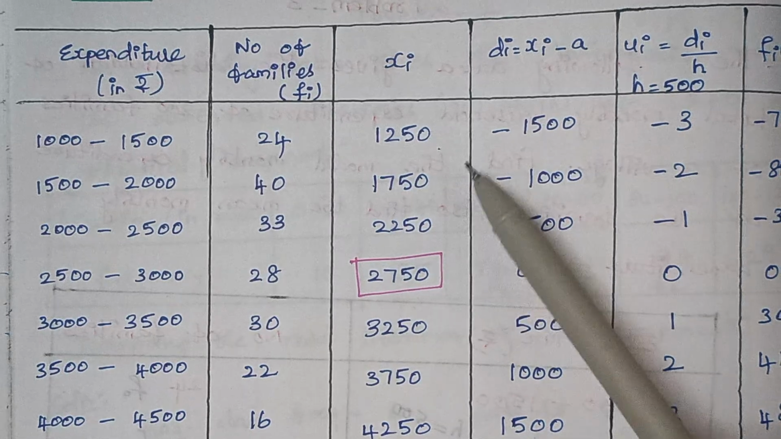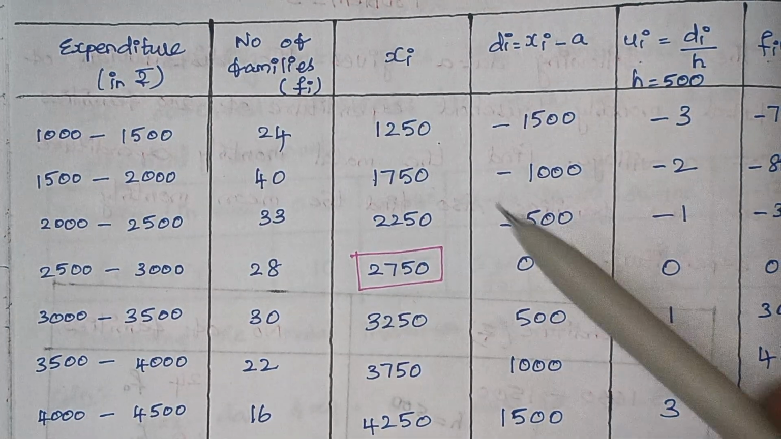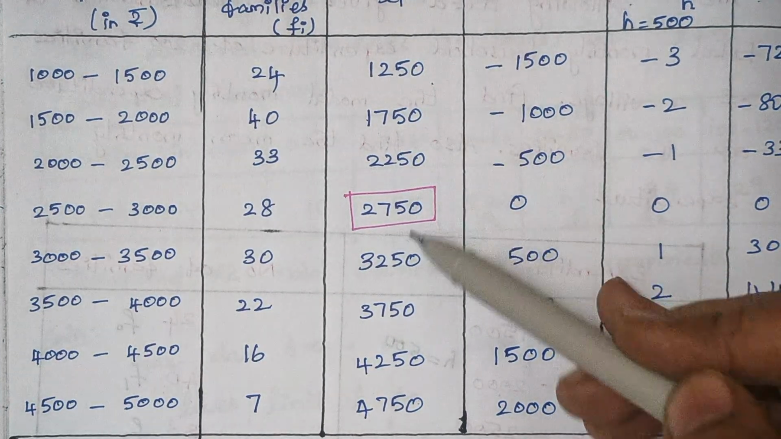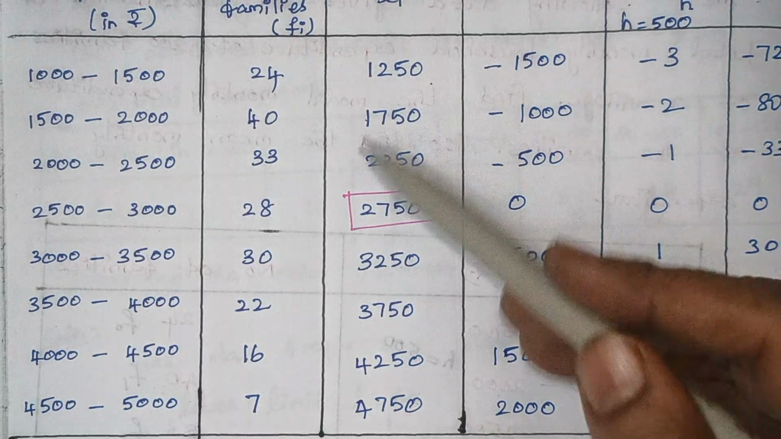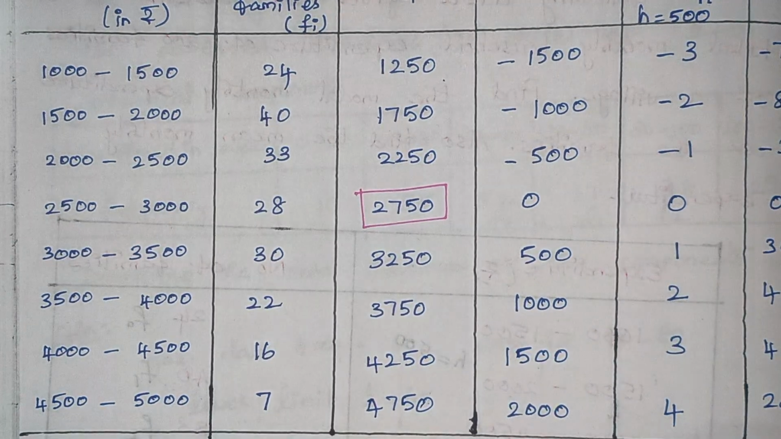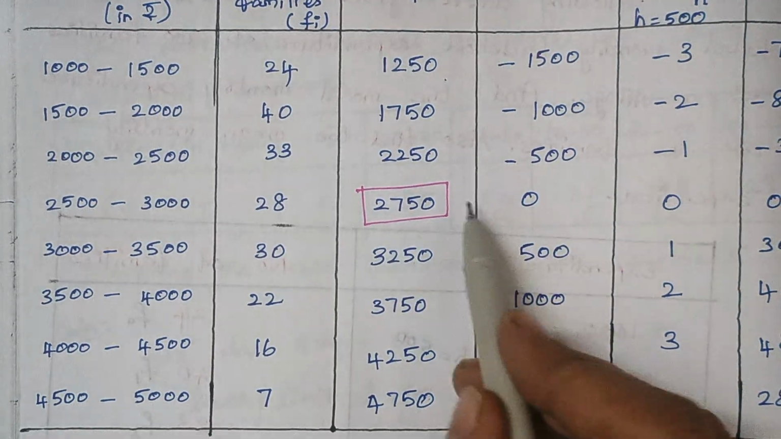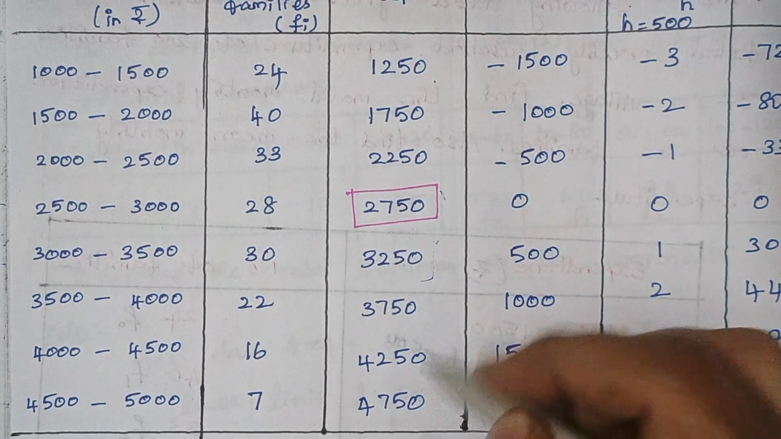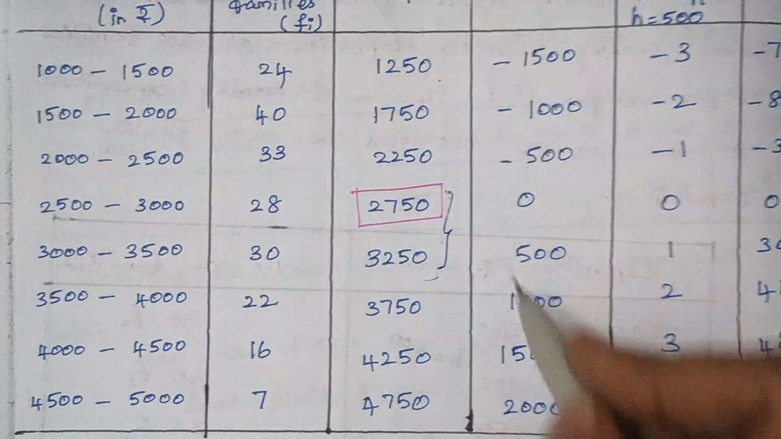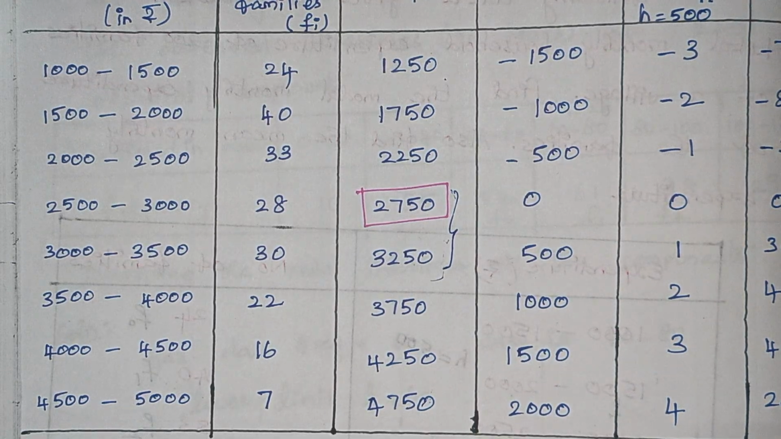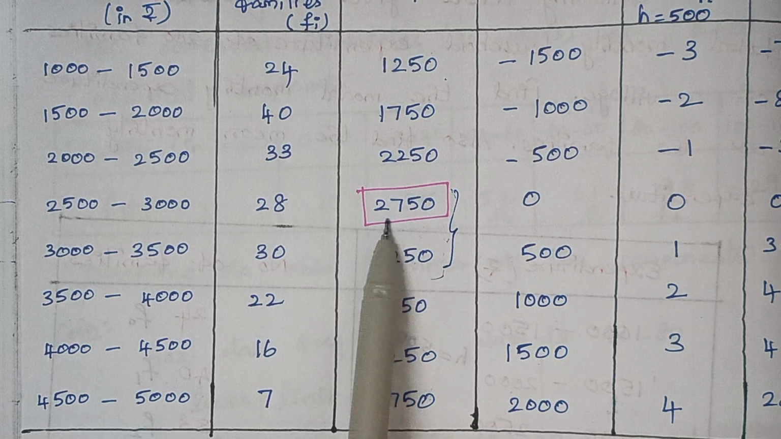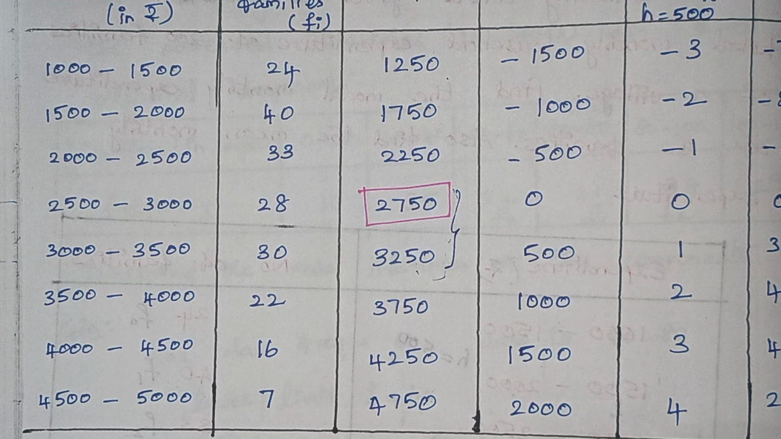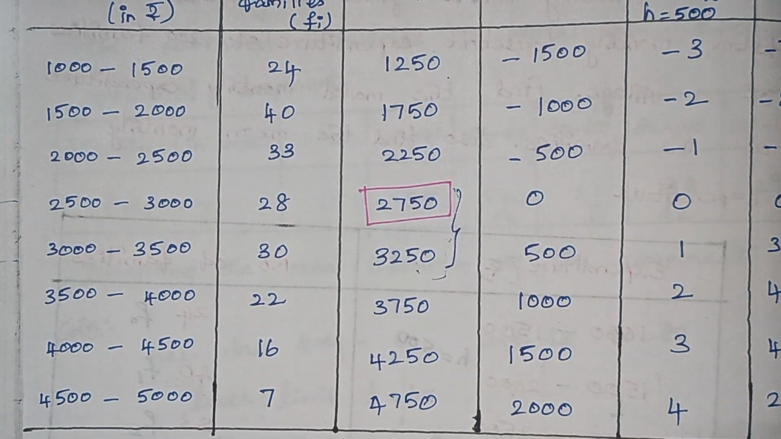So here just count how many values we have. This is your Xi. So 1, 2, 3, 4, 5, 6, 7 and 8. So totally 8 values. So what are the numbers that occupy the middle position? You see here we have these 2 numbers at the middle, right? At the top we have 3, at the bottom we have 3 and these 2 numbers are in the middle. So again I am telling you, it's up to you. You can select any number as A. Either you can select 2750 or 3250. The final answer will always be the same. So here I have selected 2750.